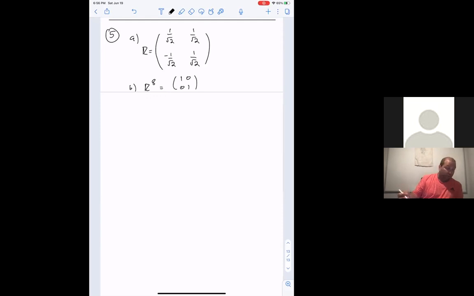And interpret your results. This is the identity, right? Nothing changed. It's the identity transformation, leaving everything where it is.